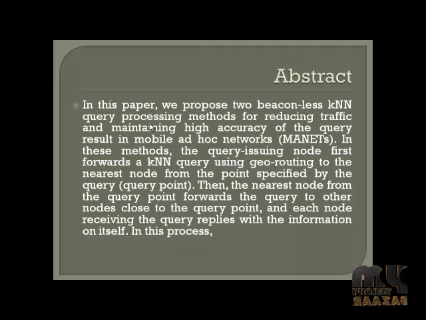In this method, the query issuing node first forwards the KNN query using geo-routing to the nearest node to the query point. Then the nearest node forwards the query to other nodes close to the query point, and each node receiving the query replies with information of itself. In this process, we adopt two different approaches: one is explosion and the other is spiral. Explosion is used to send the message through an explosion method, and spiral is used to send in a ring type method.